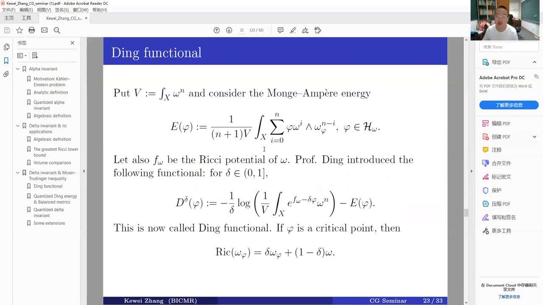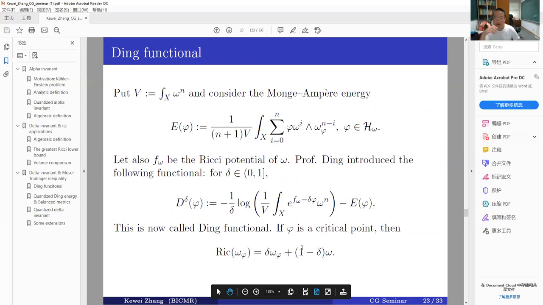This is a very classical quantity that was introduced by Wei-Yue Ding. And here we use this Monge-Ampère energy, which is defined in this way. And then Professor Ding introduced a family of functionals in his paper. Here we choose some parameter delta in (0, 1), and you can consider such quantities. And you can calculate the critical point of this functional, which will satisfy this twisted Kähler-Einstein equation. So when delta changes, you can think of this as the continuity method I mentioned at the beginning.